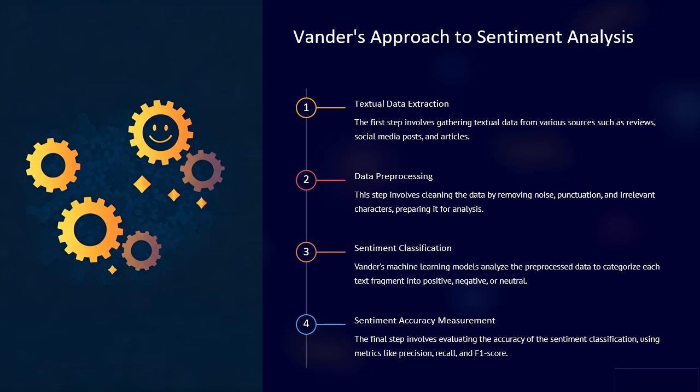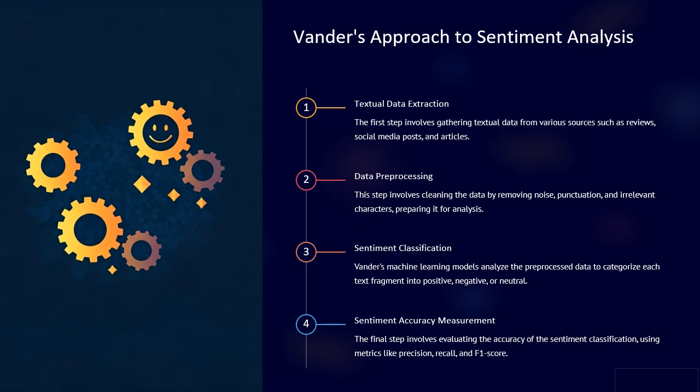The first step is textual data extraction. This involves collecting data from various sources where people commonly share their opinions and thoughts. These sources can include social media platforms where users post their personal views, online reviews where people comment on products, services or experiences, and news articles which contain professional and sometimes opinionated content.